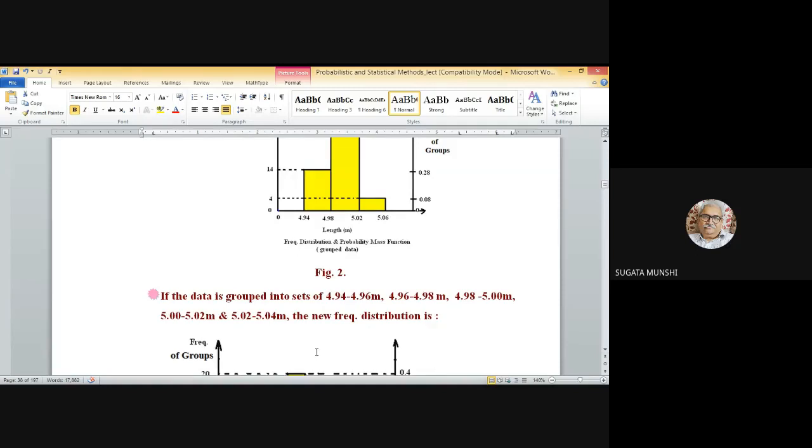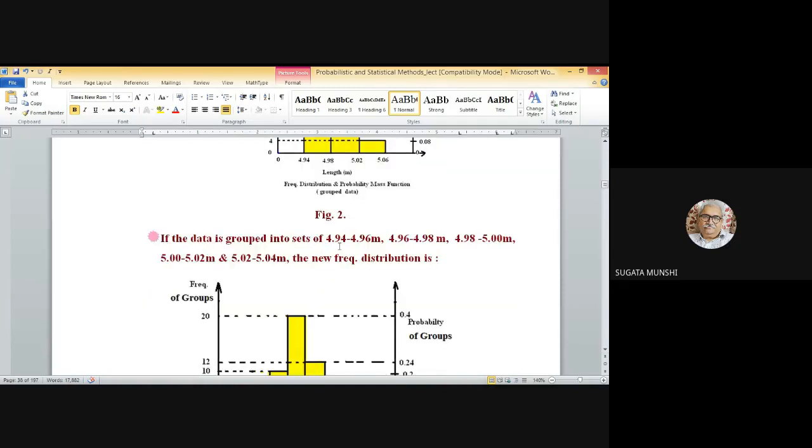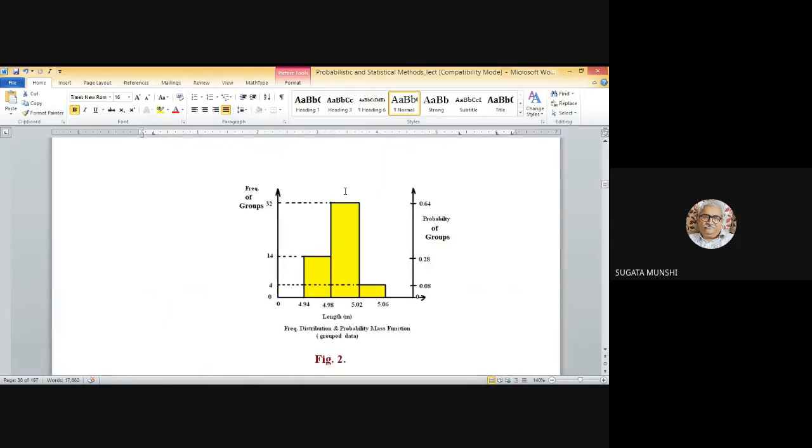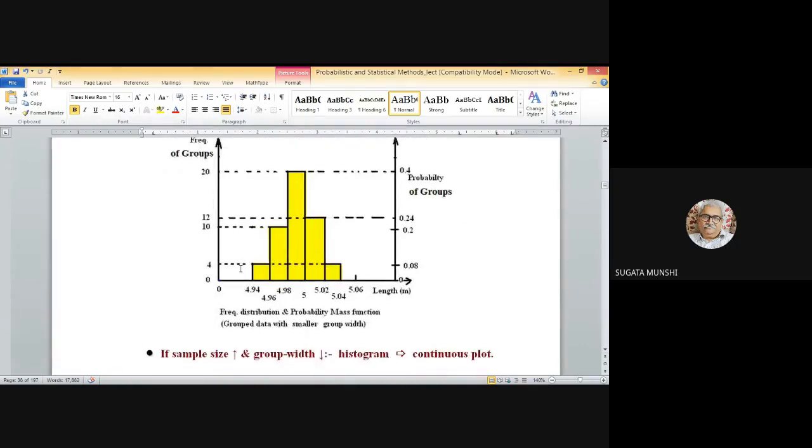Now, if the data is grouped into sets of 4.94 to 4.96, 4.96 to 4.98, that means smaller, narrower groups, 4.98 to 5.00, 5.00 to 5.02. How many groups? Earlier it was 3 groups. Now in this case, there are 1, 2, 3, 4, 5 groups. Then what would have happened? This would have been the frequency of groups and corresponding probabilities obtained as relative frequencies.